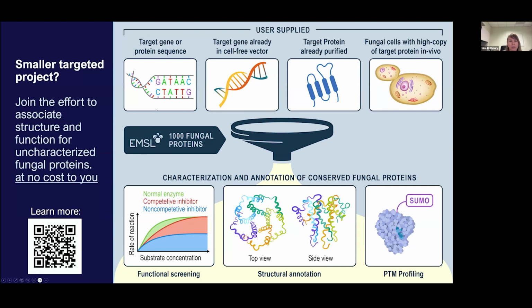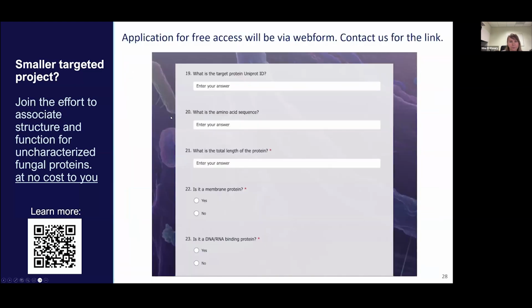Again, I want to remind you that the minimal requirement is a target gene or protein sequence. For this particular web form, please contact us to get a link to it. Basically, you fill in all your information about your proteins, and we will get back to you in a 1 month time frame and tell you if it's possible that we can work on your project or not. So please limit it to no more than 5 proteins or 5 target genes. This is really small scale.